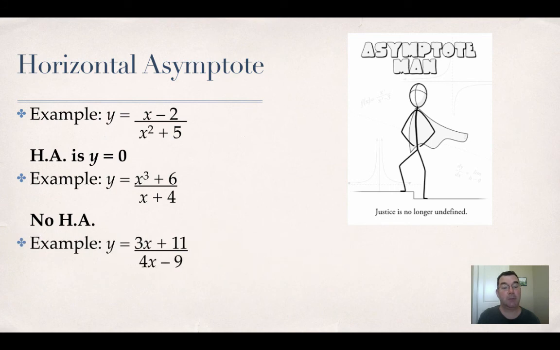And in the last example, I have a degree of 1 on the top because the highest exponent of x is that 3 times x to the 1, and I also have a degree of 1 on the bottom. So the degrees are equal. So what I do is I look at the lead coefficients on top and bottom. The lead coefficient on top is the 3 because it's standing in front of the highest exponent of x. The lead coefficient on the bottom is that 4 because it's standing in front of the highest exponent of x. So the lead coefficients are 3 and 4, and if I make a fraction out of those, then it's 3/4. So the horizontal asymptote in this case will be 3/4.